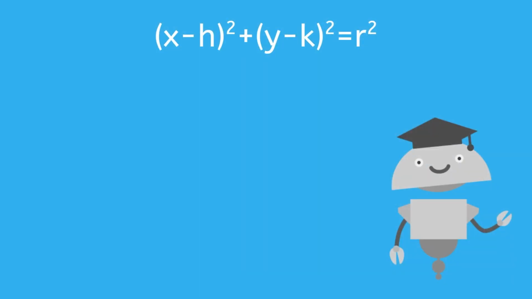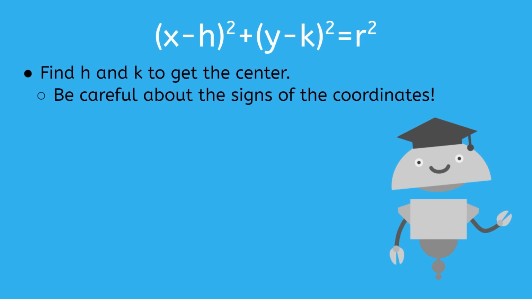We did a lot of examples together today because there are lots of small differences in the standard form circle equation that can change the way it needs to be handled. For every standard form equation, you are always going to want to find h and k to get the center. Be careful about the signs of your coordinates. Remember, the equation is written as x minus h and y minus k. Also, don't forget that 0 is a possible value for h or k.